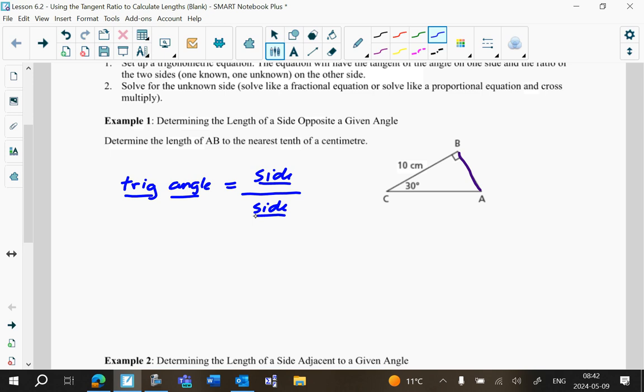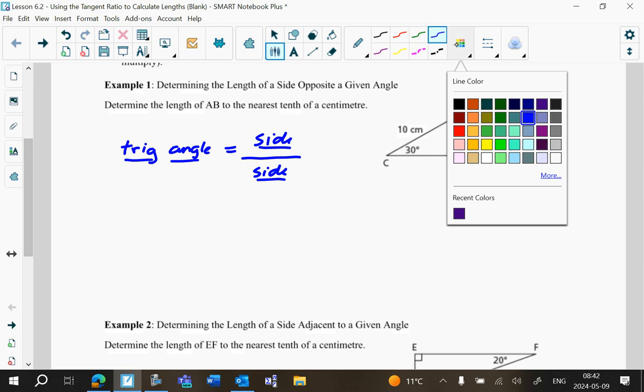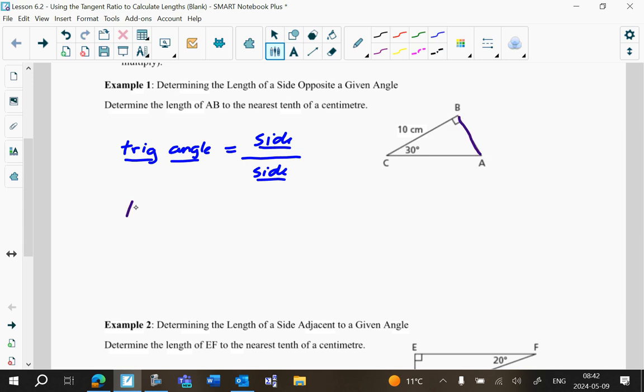So in this one, the only trig ratio we know right now is tan. What's the acute angle we're given? 30 degrees. And remember, the tan is always what side over what side? Opposite over adjacent. So in this example, what is the opposite to 30 degrees? This here, AB, right? Which is what we're trying to find. So that's the unknown.